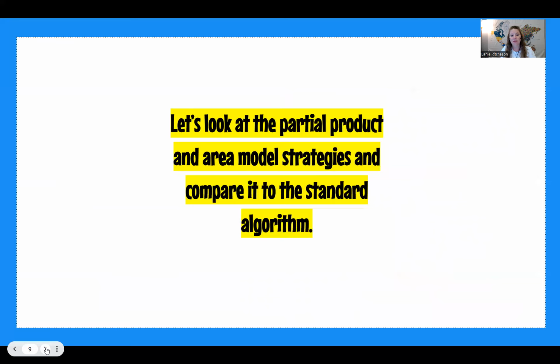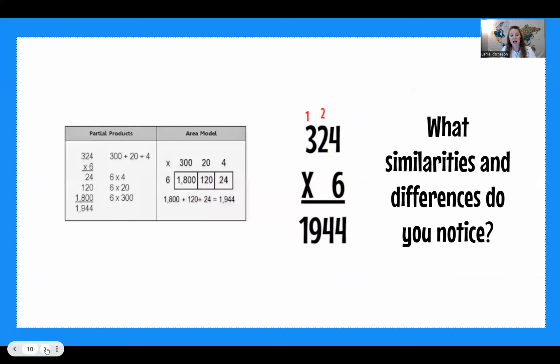All right, so you can go through these directions if you want to. You can pause the video. All right, let's look at the partial product and area model strategies and compare them to the standard algorithm. In order to solve this problem in fourth grade, you looked at these different strategies: partial products and area model. Okay, but today we're only talking about the standard algorithm.